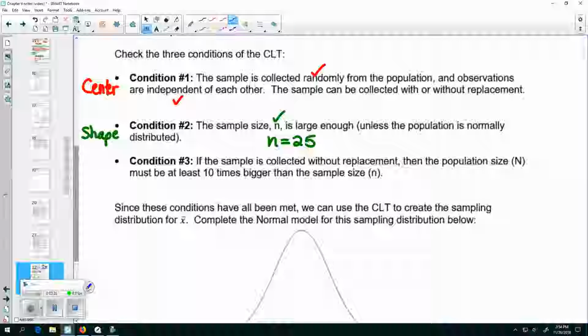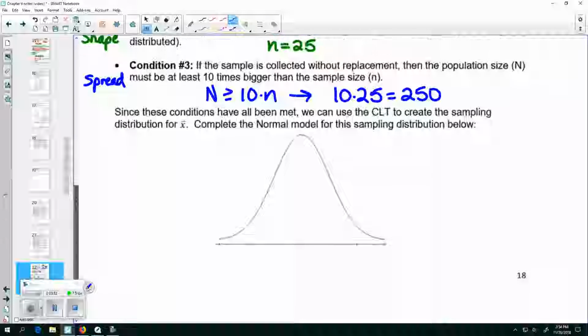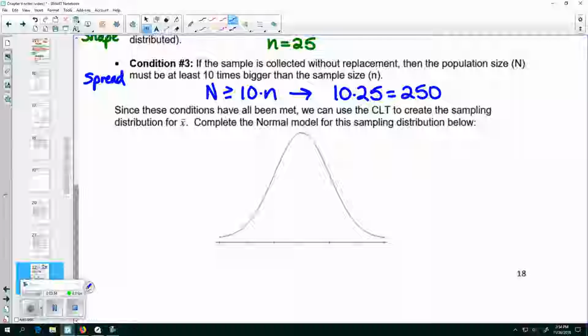And condition number 3 is the one that allows us to predict how spread out these values of x bar are going to be, or what their standard error is. So if the sample is collected without replacement, then the population size, capital N, must be at least 10 times bigger than the sample size, lowercase n. And since we're dealing with a sample size of 25, 10 times 25 is 250, and it's safe to assume, most likely, that there are more than 250 iPads out there. All right, since these 3 conditions have been met, we can use the central limit theorem to create the sampling distribution for x bar. So we're going to do that below.